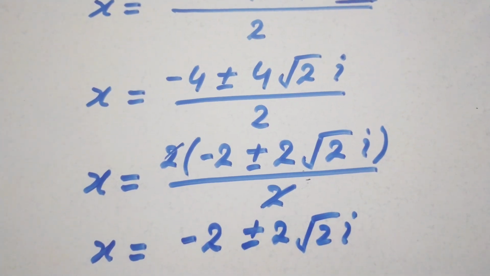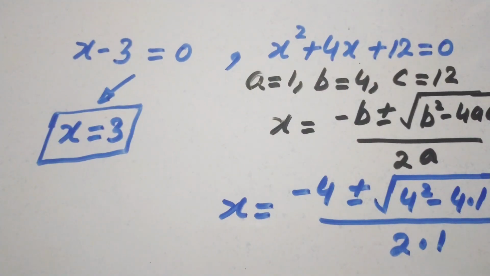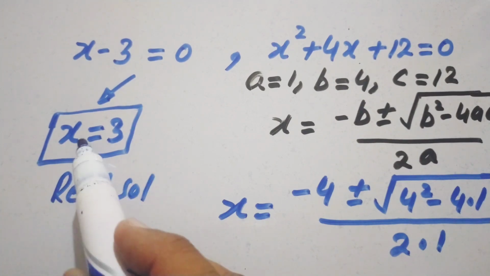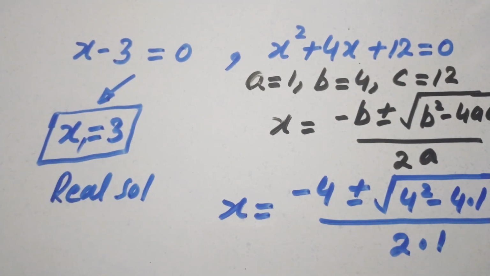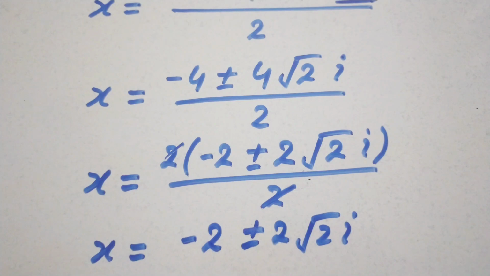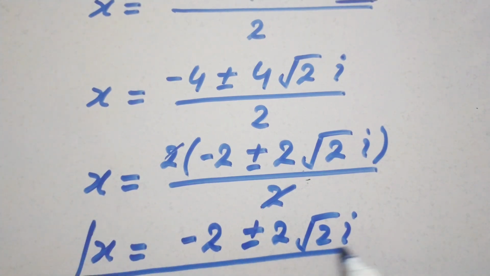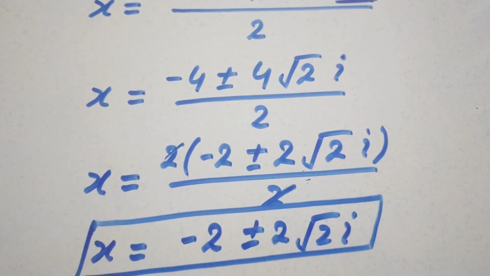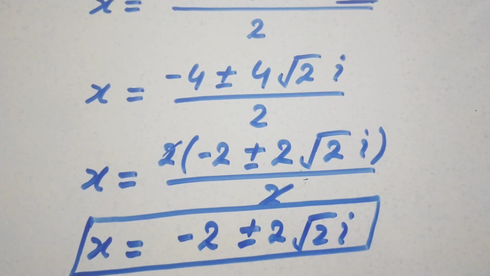First we have found that x is equal to 3. This is a real solution, x1. And now we have found that x is equal to minus 2 plus minus 2 into square root 2 i. So we have found two values here, one with positive sign and another with negative sign. So these are the second and third values of x, which are the complex solutions.